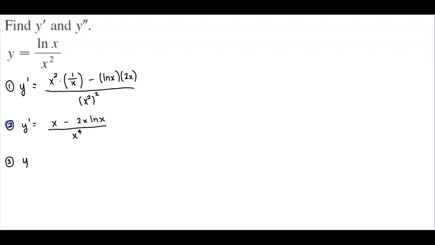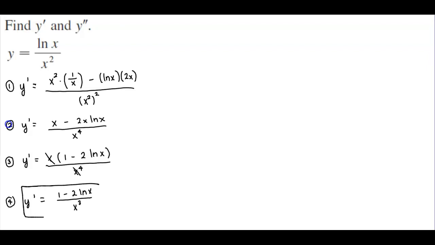And then in the numerator, we can factor out an x. And what's left is 1 minus 2 times the natural log of x over x to the fourth. And therefore, y prime, we can simplify the x in the numerator and the denominator. So we get 1 minus 2 times the natural log of x over x cubed, and that is equal to y prime.